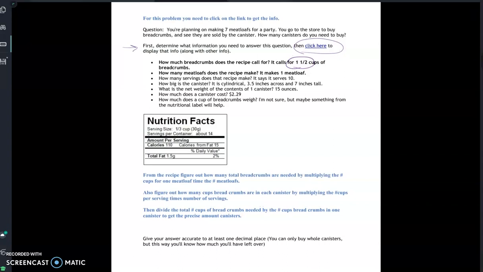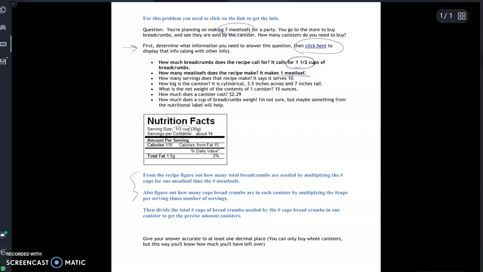The next part tells you how many meatloaves the recipe makes. It makes 1. But you have 7 loaves that you need to make, so you've got to consider that. And it also makes 10 servings, so you can think about that. Let's look here at the nutrition facts too. We might need to use that to know how many cups are in a canister, for instance.